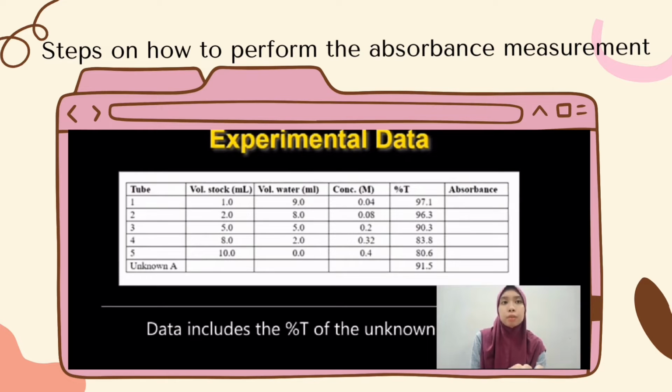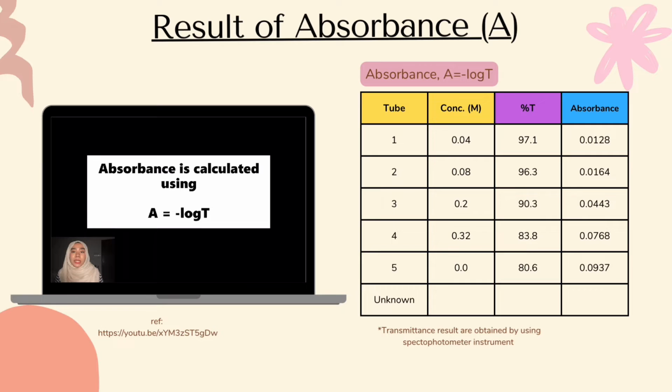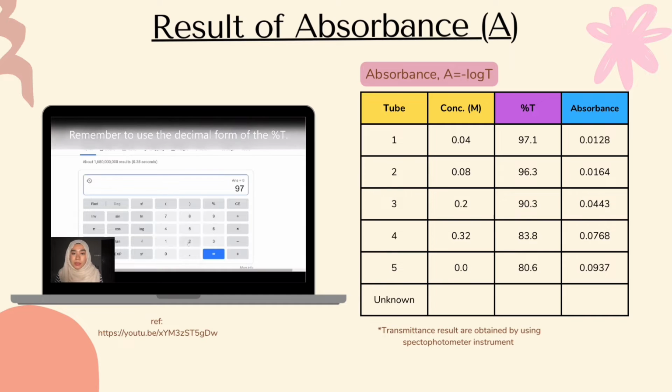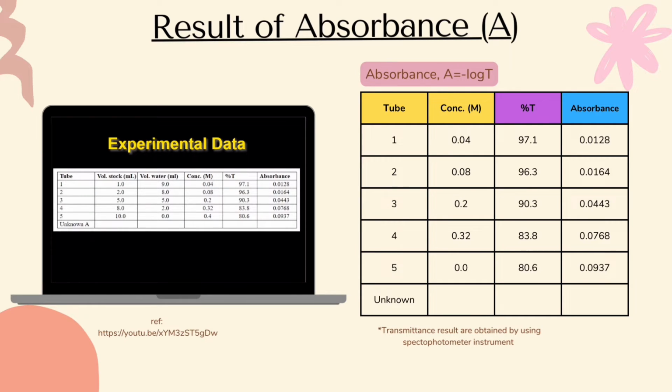All this information about the transmittance will be used to find the absorbance, which is important in implementing Beer's law principle. With the transmittance results, we can then calculate the absorbance of each sample by using the equation absorbance equals the negative log of transmittance. The decimal form of percentage transmittance is used in order to calculate absorbance. The results obtained are as shown in the video.